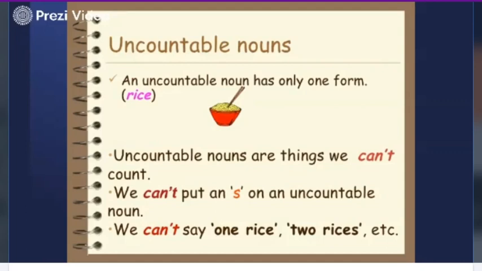Uncountable nouns are things that you cannot count. You cannot put an S. You cannot transform it into plural. We can't say one rice, two rices. In Spanish, you would say un arroz, dos arroces. That's incorrect. You cannot say it. You cannot count it. The rice is very, very little, so you're not going to count one, two, three rices. I have eaten like 245 rices. That's incorrect.